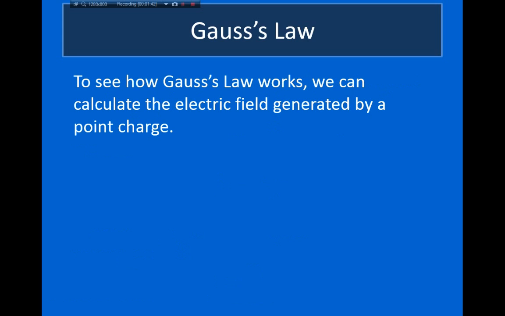So to understand how Gauss's law works, I want to work through a very simple example. I want to use Gauss's law to calculate the electric field that is generated by a point charge. And the reason that this is such a good example is because we already know that the magnitude of the electric field that is created by a point charge is equal to kq over r squared. So I want to show how we can arrive at this same formula using Gauss's law.